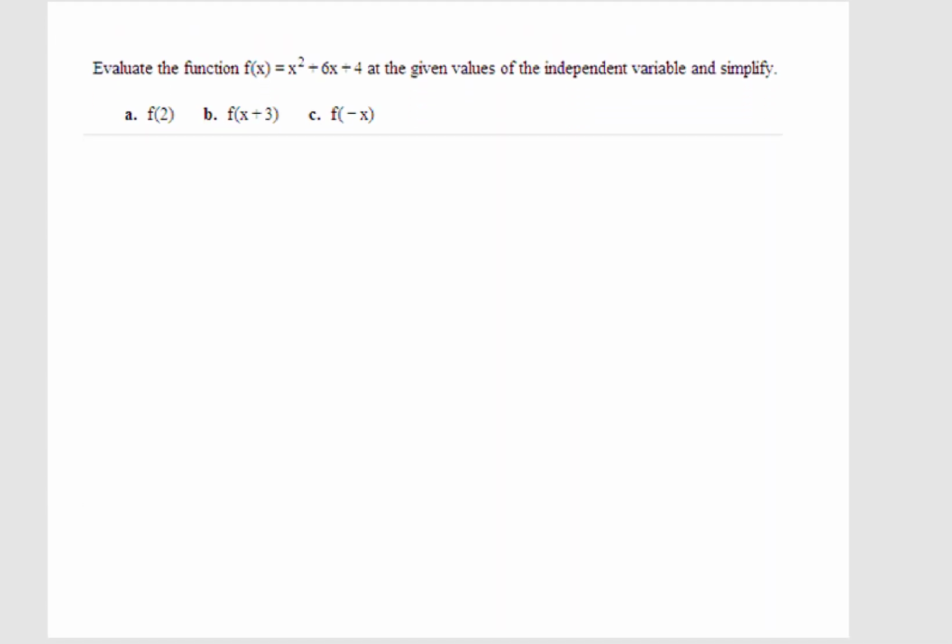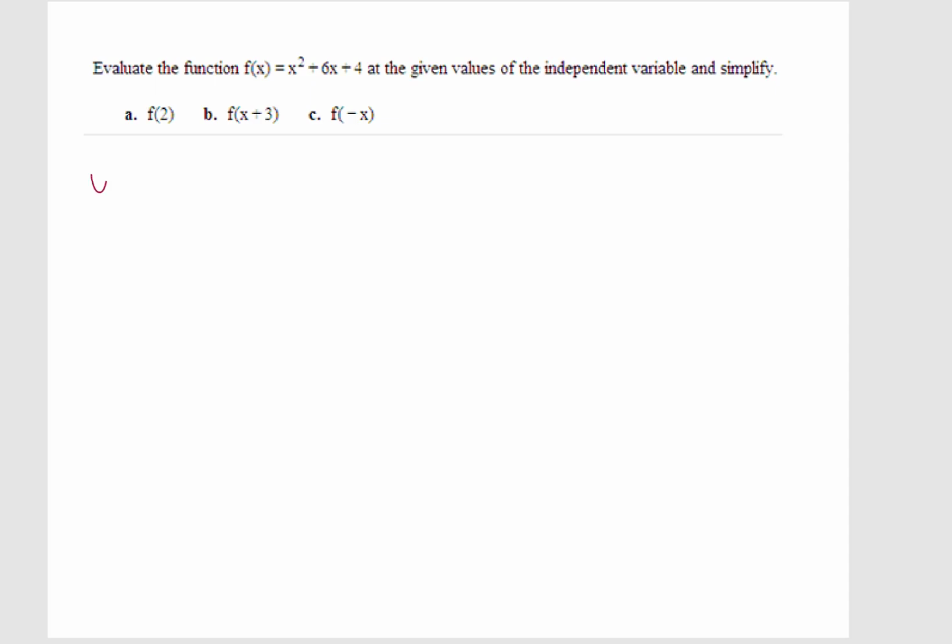Okay, they want us to evaluate the function f of x equals x squared plus 6x plus 4 at the given values of the independent variable and simplify. That's a very wordy way of saying plug and chug. So they're giving us a function and we see that x is the input. And then in questions A, B, and C, they're showing us what they want us to check as the input.